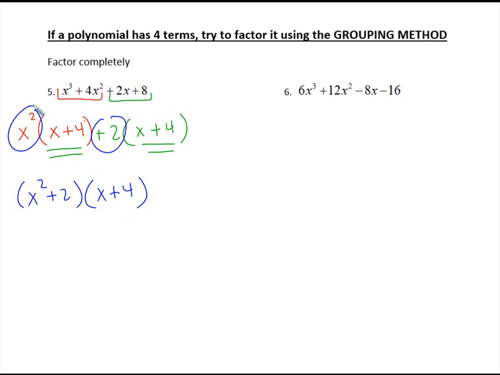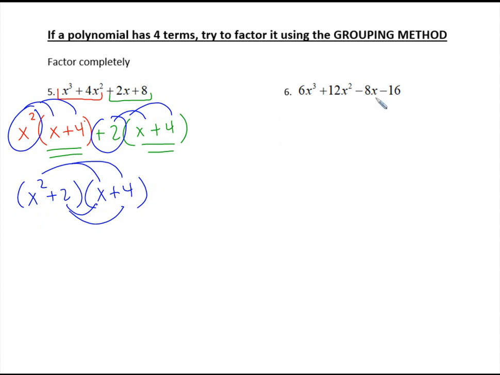And the reason why is, if you take a look at this, if I FOIL this, I'm going to take the x squared and multiply it to the x and the 4, the same way I'm doing over here. And then I take the 2, I multiply it to the x and the 4, the same way I'm doing it over here. That's why you only need to write the x plus 4 one time, even though there's 2 of them over here. Okay? So this would be your final answer.